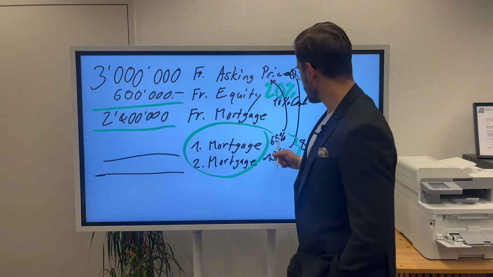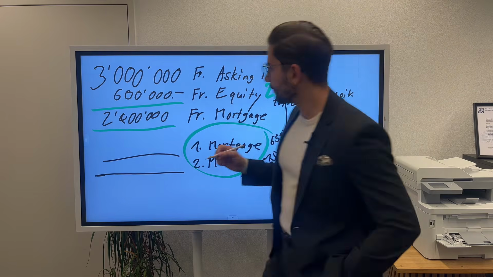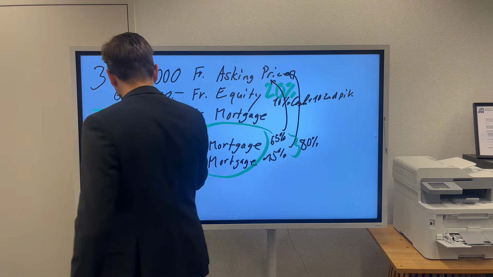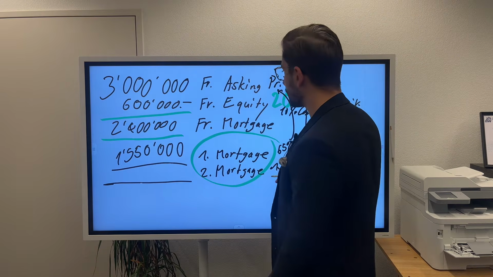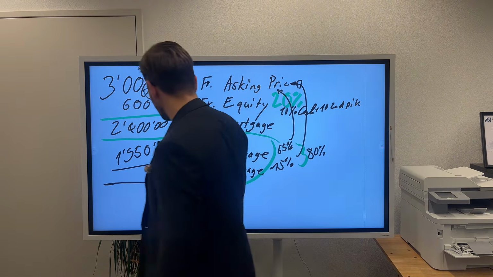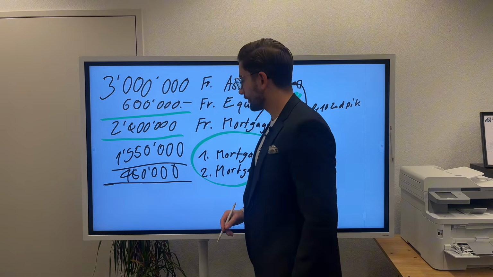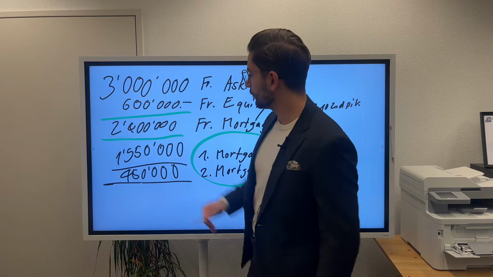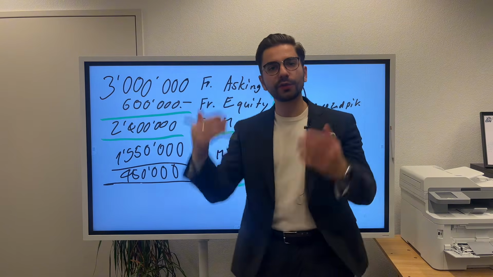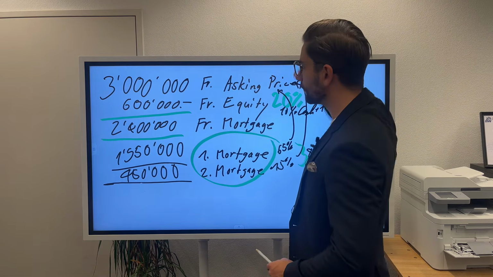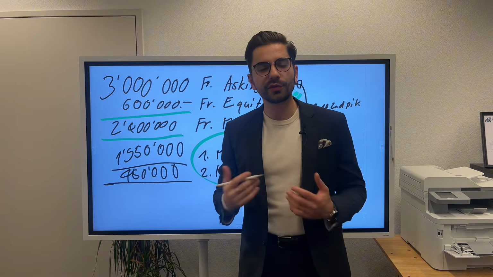So the first mortgage is 65% of 3 million. That's going to be 1.95 million francs. Right, the second mortgage is going to be 15% of the 3 million. That's going to be 450,000. All right, so we can double check. This sums up to 2.4 million. This sums up to 3 million. So good. Now this is the first step, to see if you have the equity. And now the second step is, can you afford it with your income?